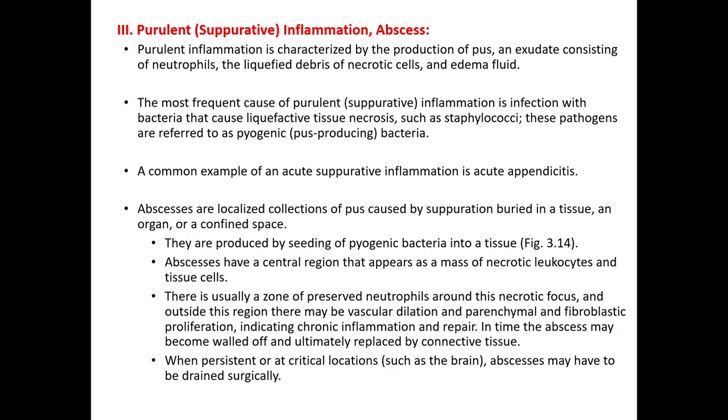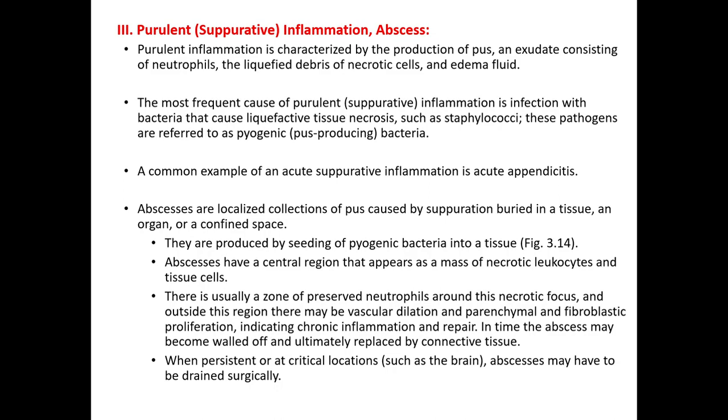Abscesses have a central region that appears as a mass of necrotic leukocytes and tissue cells. There is usually a zone of preserved neutrophils around this necrotic focus, and outside this region there may be vascular dilation, parenchymal and fibroblastic proliferation, indicating chronic inflammation and repair. That means the body tries to repair this process or damage. In time the abscess may become walled off and ultimately replaced by connective tissue.